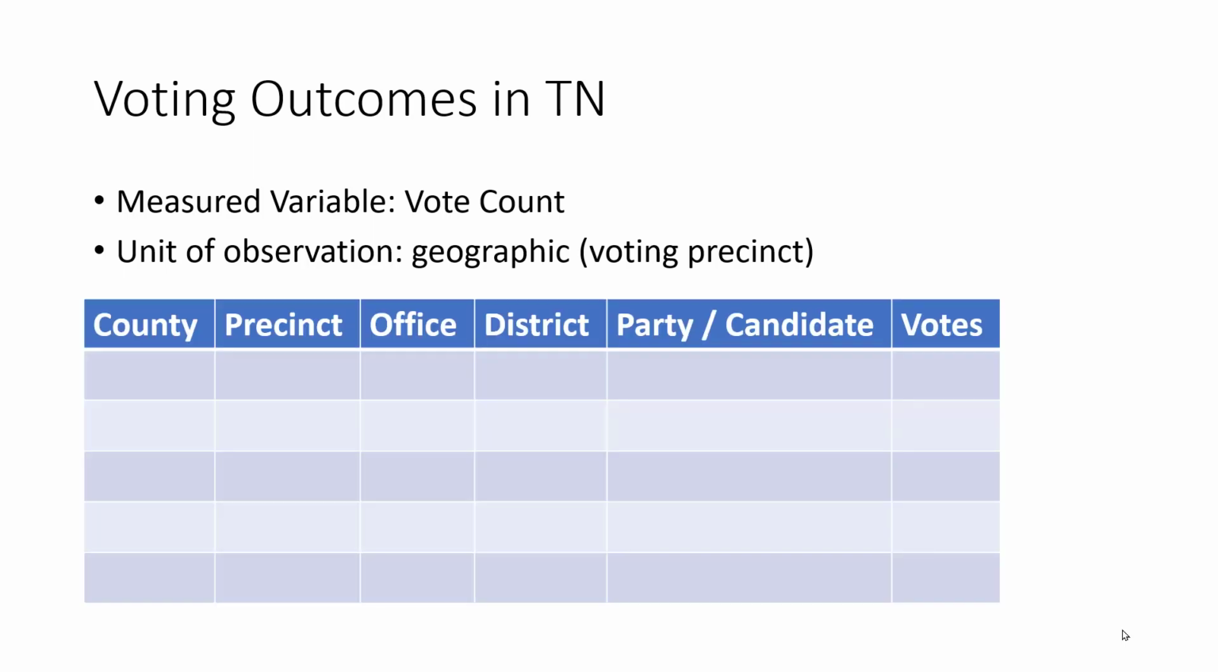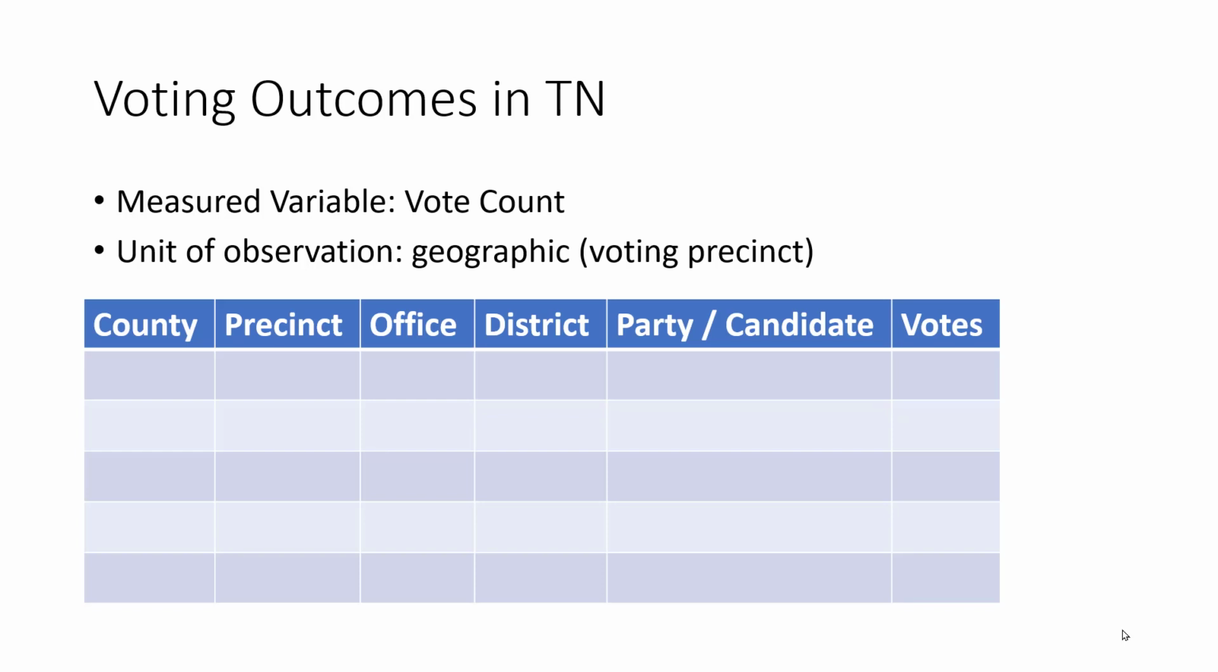In this case, we want a data set that has the following variable columns. We need some geography columns, which should include a vector for county and for unique voting precinct. We need a vector for office and for its associated district. We need to know where the votes went, and that can include some combination of candidate and/or party. And then we need to know how many votes there were, or the vote counts.